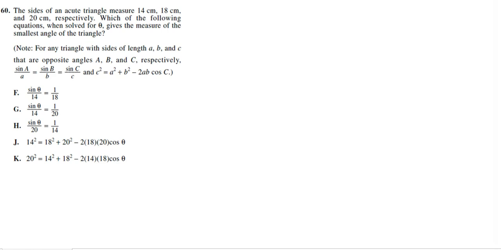Final question in the test. The sides of an acute triangle measure 14 centimeters, 18 centimeters, and 20 centimeters. Which of the following equations, when solved for angle theta, gives the measure of the smallest angle of the triangle? So the first thing we're going to do is to put a triangle together. So this is our triangle. So let's give some measurements on the sides. The longest side we can assume is this one here, is 20 centimeters. We have a 14 centimeter side here, and we have 18 centimeters on this side.